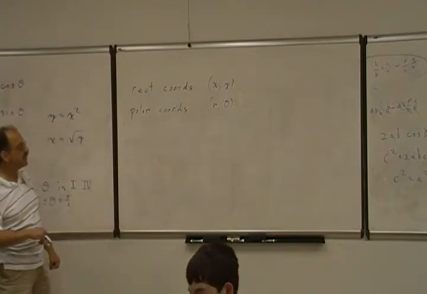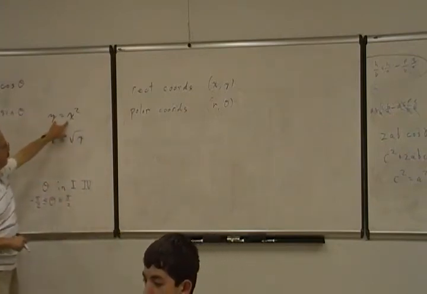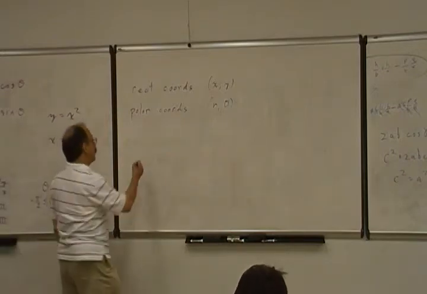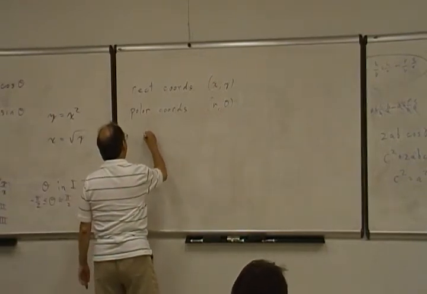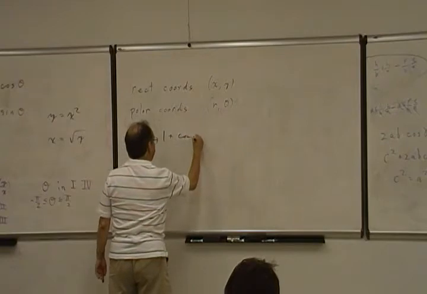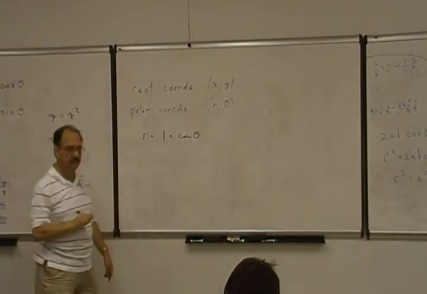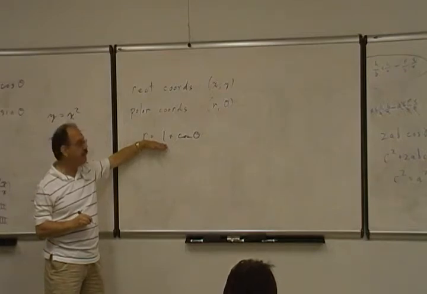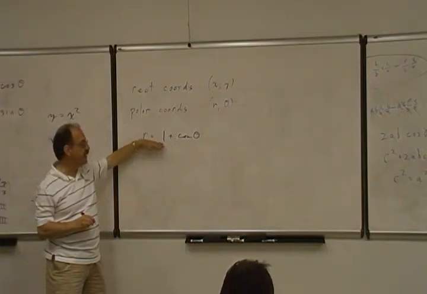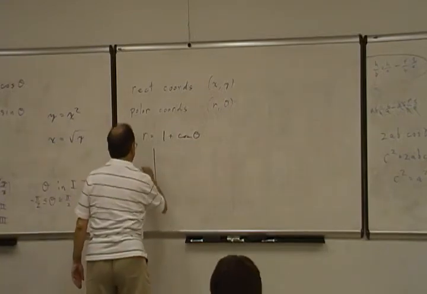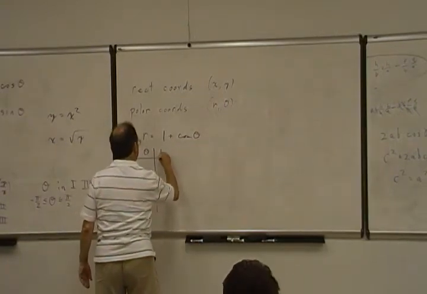And so, just as we write down functions like y equals x squared, which is a rectangular equation, we can also write down something like r equals 1 plus cosine theta. And that is called a polar equation. You give me various thetas, I can find the corresponding r's. So I can make a chart, theta and r.